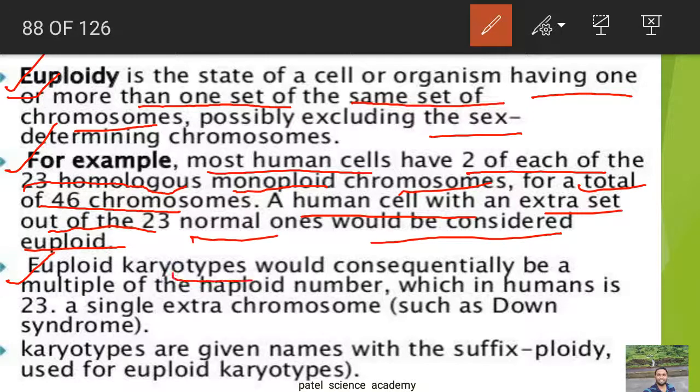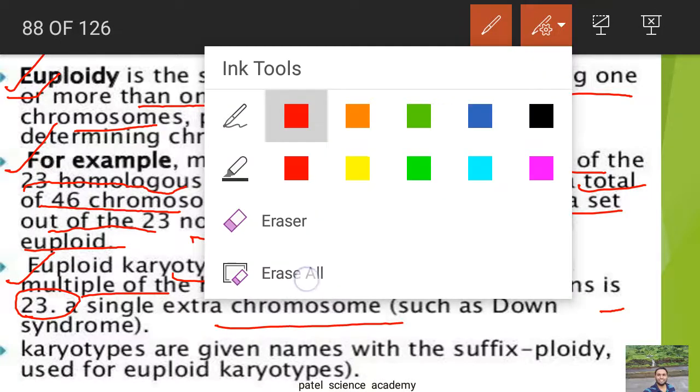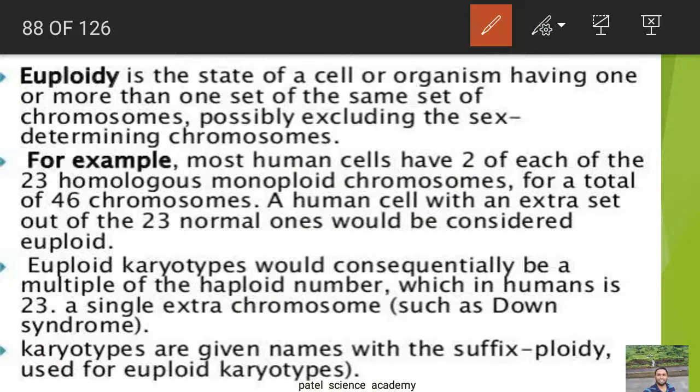For example, euploid karyotypes would consequently be a multiple of the haploid number, which in humans is 23, and a single extra chromosome, such as in Down syndrome, would make it 24. So karyotypes are given names with the suffix ploidy used for the euploid karyotypes. So dear students, in the euploid we can consider one type indicated by small n, having one set of chromosomes; one set of chromosomes is called haploid. Then two sets of chromosomes is called diploid. Then three sets of chromosomes, indicated by 3n, is called triploid.